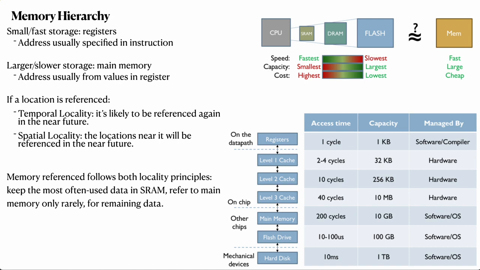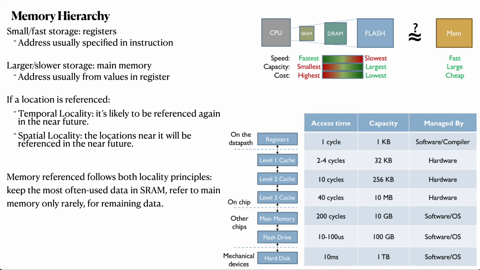So to start, we'll start with memory hierarchy. A typical memory hierarchy contains 3 levels of on-chip SRAM caches, followed by DRAM main memory and a flash memory cache for the hard disk drive. Why do we have these different levels?